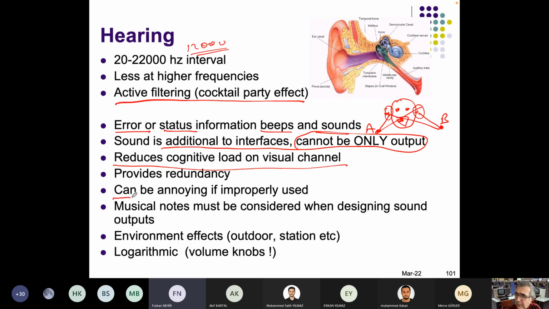Sound interfaces could be annoying if improperly used. So unwanted beeps, chunks, etc., such as this.